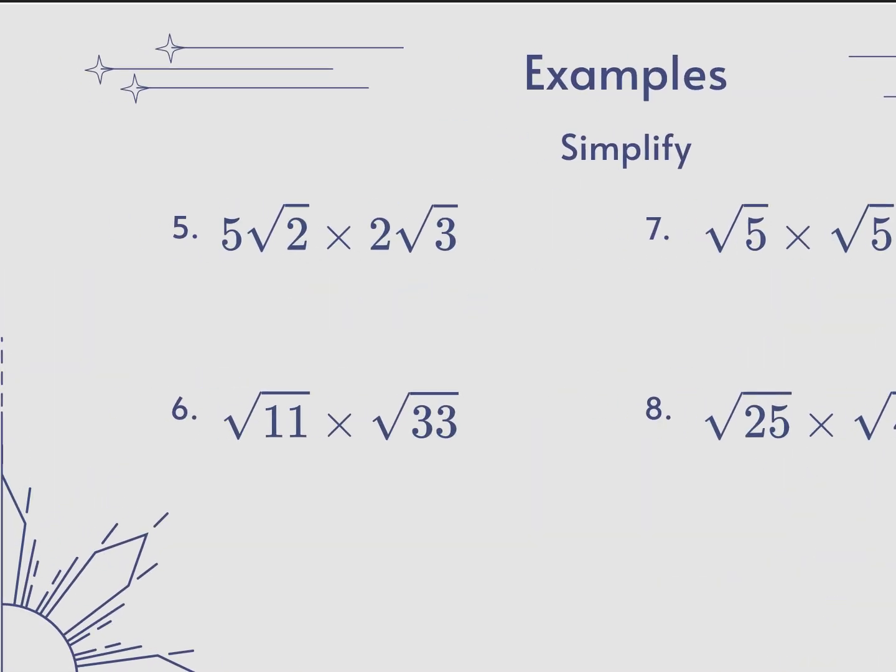All right, so let's look at this. Anything on the inside you can multiply together. Anything on the outside you can multiply together. So I can multiply 5 times 2 and get what? 10. Then I can multiply anything on the inside. So 2 times 3 and get 6. Can I break down 6? Is there any perfect square that's stuck inside of 6? No. So just leave it. That's as far as you can go.